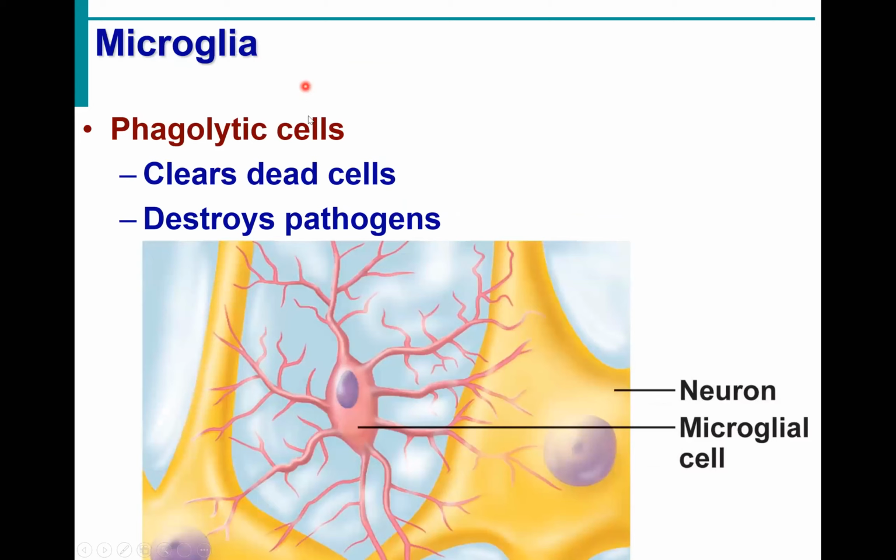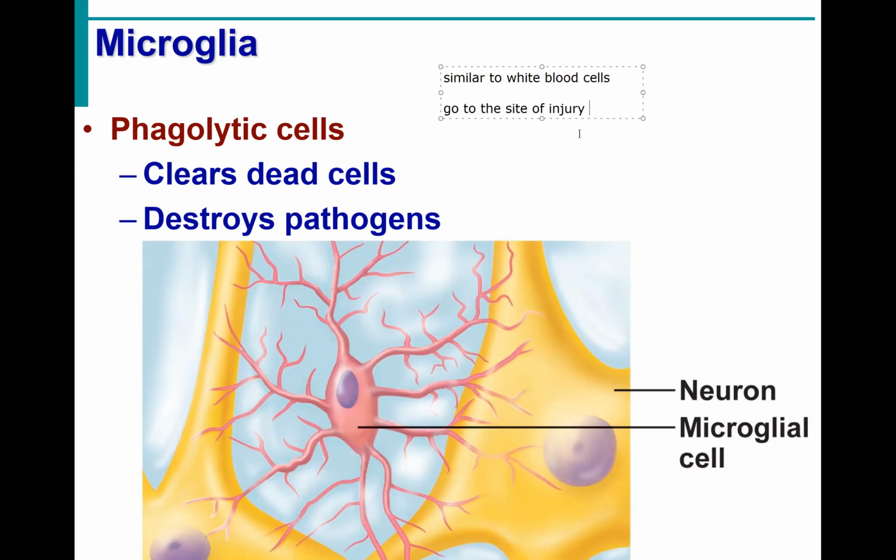All right, let's clear that and take a look at our last glial cell, and those are our microglial cells. Microglial cells are actually more like phagocytes. These are more similar to white blood cells. Their job is to go to the site of an injury and basically destroy pathogens and get rid of dead cells.